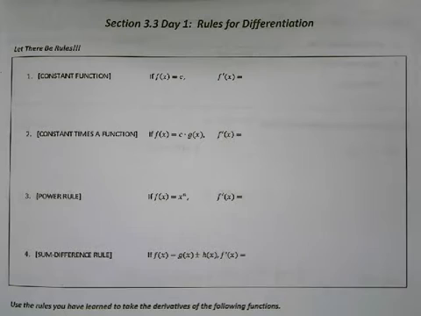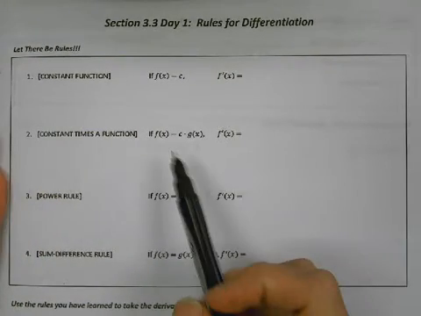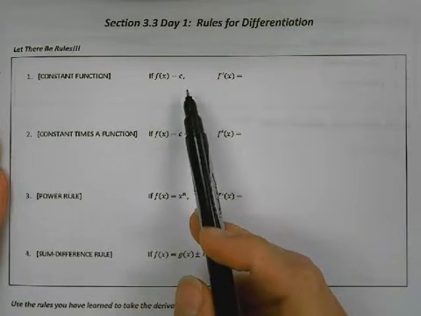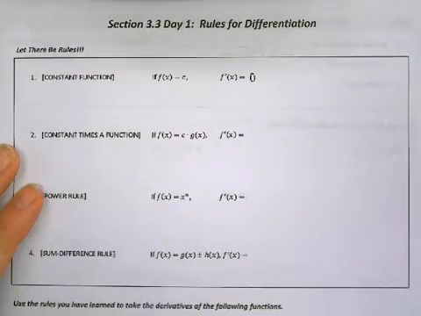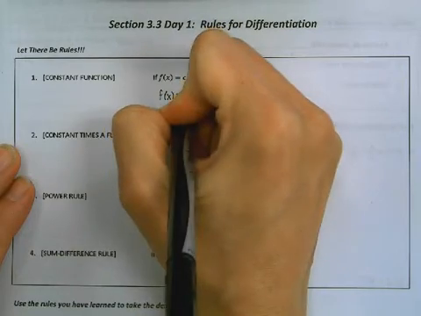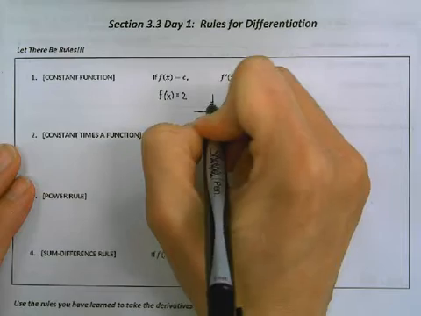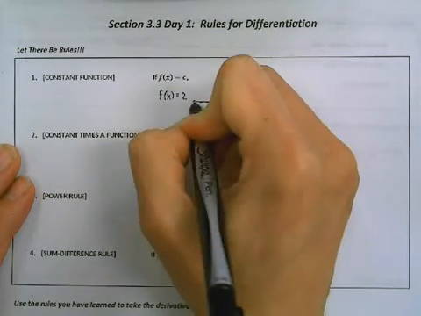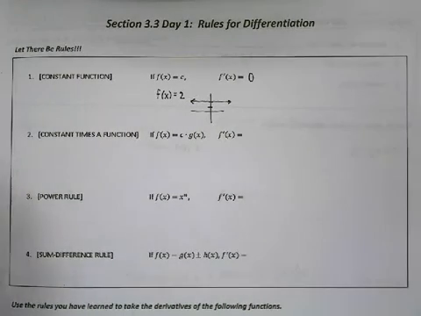Okay, so here's the rules we know so far. First one is our constant function rule, and that says if f of x is equal to c, which is just a constant, we know that our derivative is equal to 0. Right, which makes sense. Let's think of a function f of x equals 2. We know the graph of that function is just a horizontal line. And since the slope of a horizontal line is 0, it makes sense that that derivative would be 0. So that's our first rule.